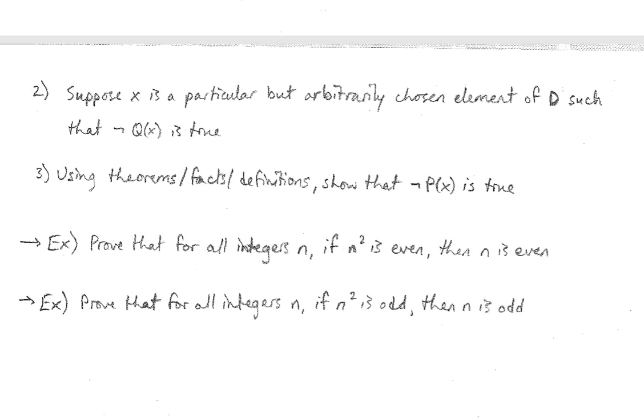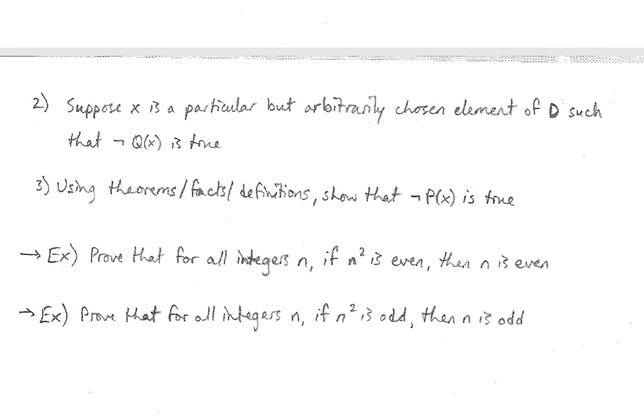And in our next video, we're going to do a couple samples, more than likely these two. We're going to see how we prove that for all integers n, if n squared is even, then n has to be even, and also if n squared is odd, then n has to be odd. We're going to work with the contrapositives of these two conditional statements and see how it's a lot easier to prove these given statements by working with the contrapositive. But that's to come in our next video.